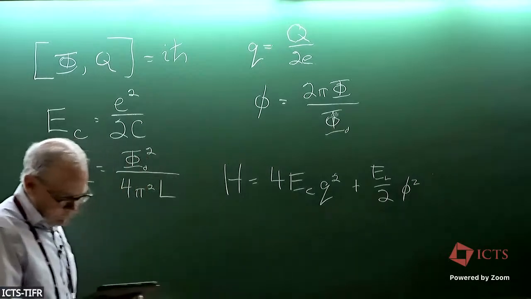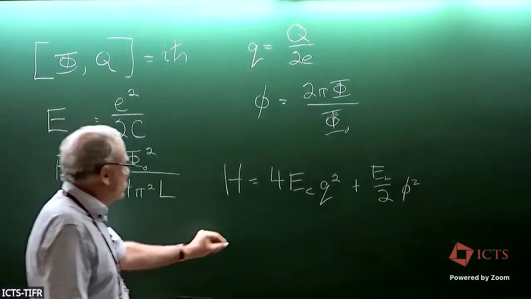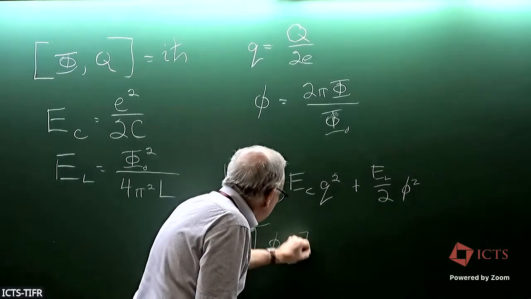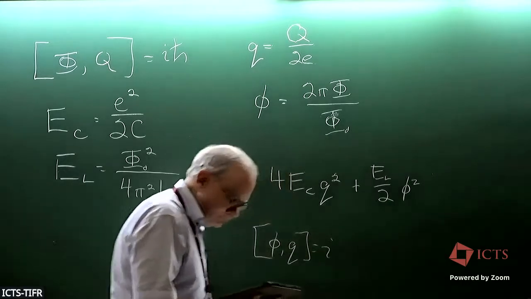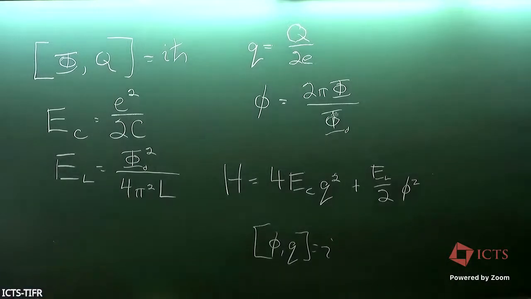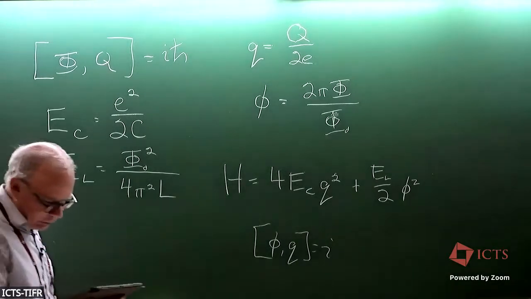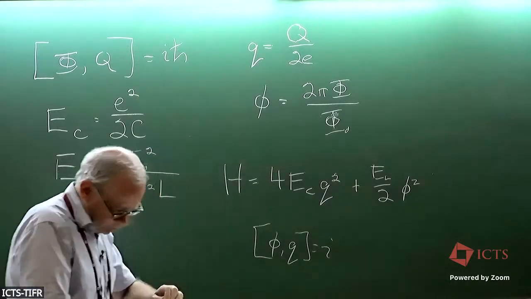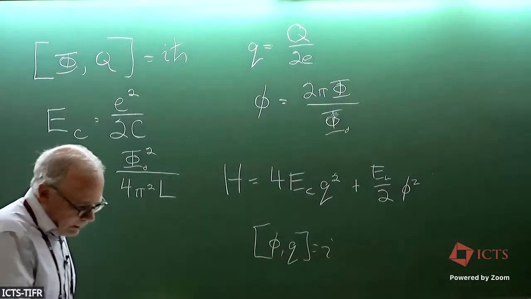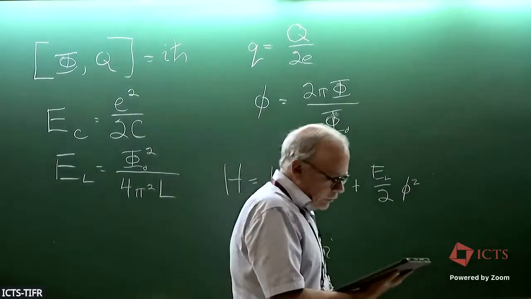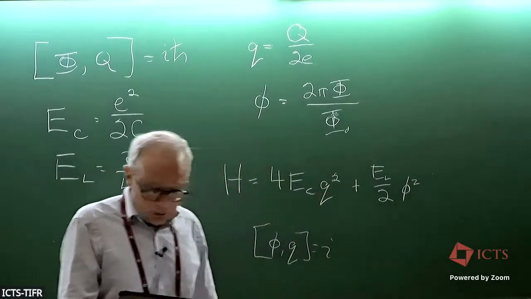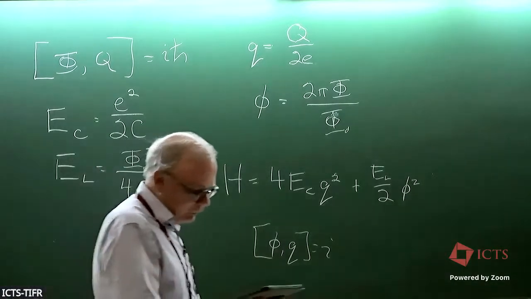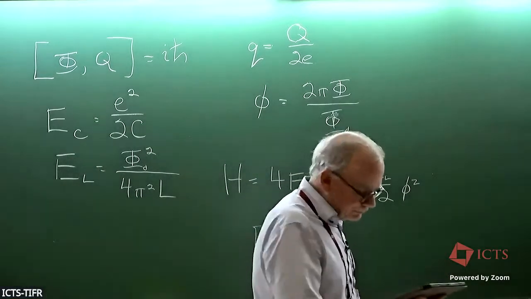Okay, so all of this is quite elementary. In these dimensionless units, the commutator of phi with Q is just i. H bar has disappeared because these are all dimensionless variables. Okay, so now I'd like to introduce the second quantized description of this using these new variables.